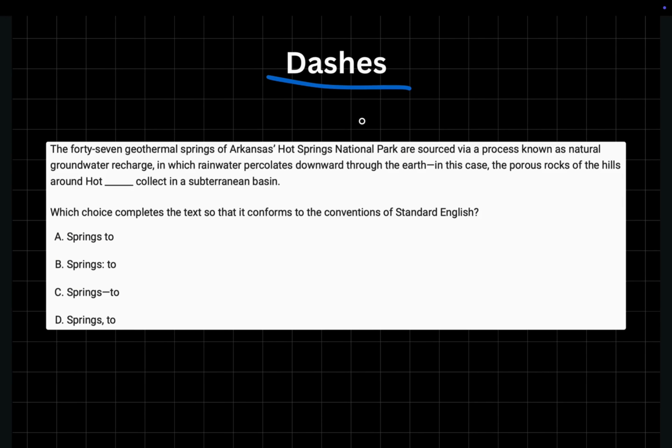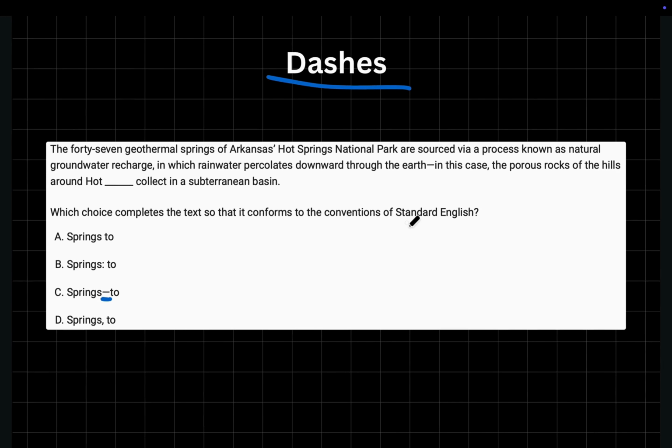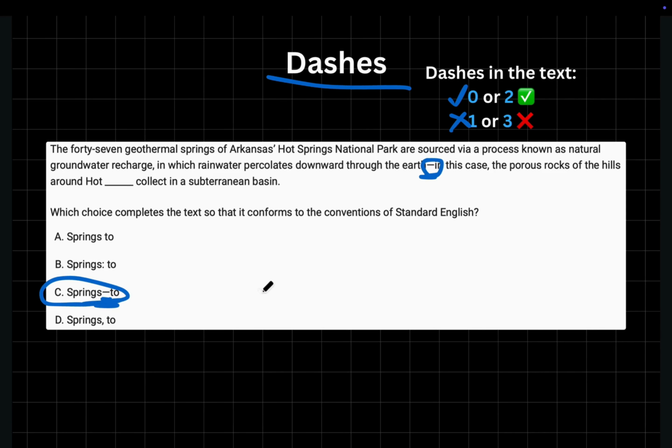Whenever you see a dash in the multiple choices, then immediately check for any dashes in the text. In total, so including the part in the blank, the text should include 0 or 2 dashes. It cannot consist of 1 or 3 dashes. So in this first question, I see that there is only one dash, which is grammatically incorrect, and I see in the choices there's another dash. So if I select that choice, that would mean there will be 2 dashes in total, which is grammatically correct. Therefore, choice C is correct.